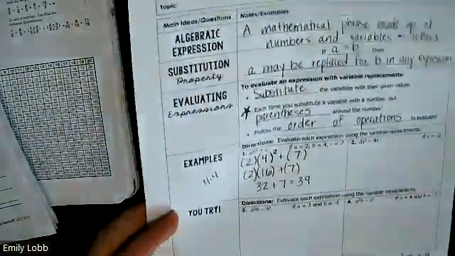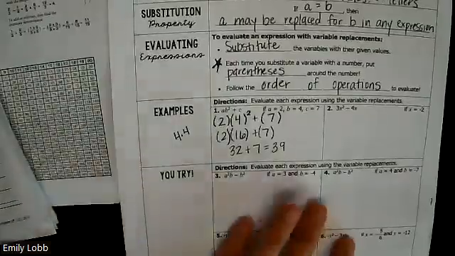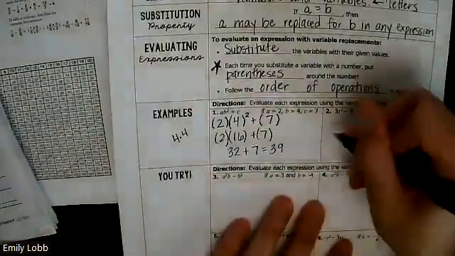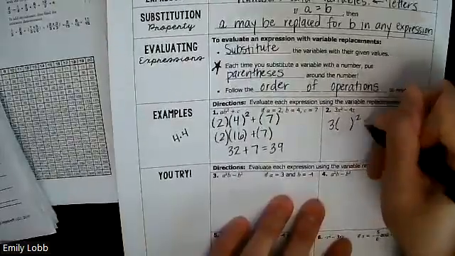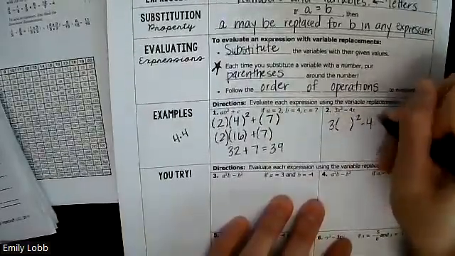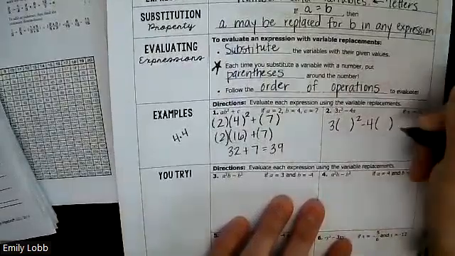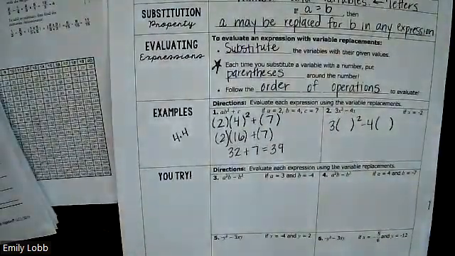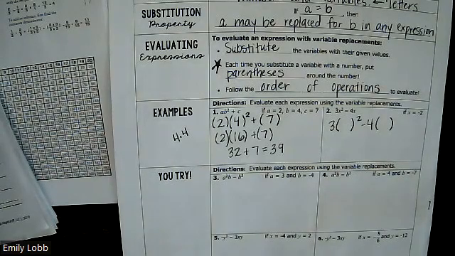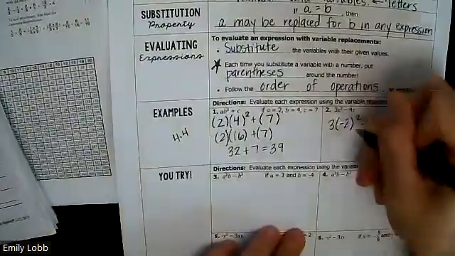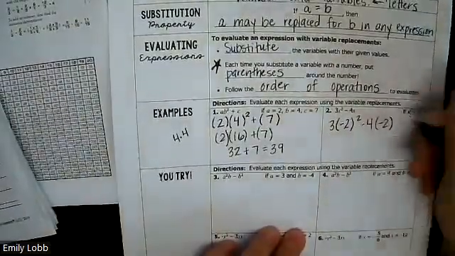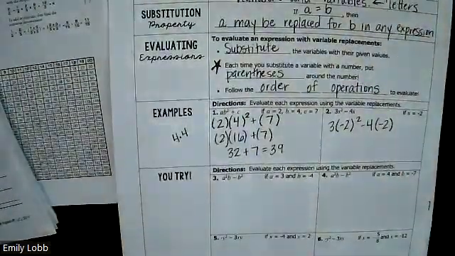Now here's our next example. We're rewriting the problem with parentheses in place of our letters. This time we only have one letter. X is equal to what? Careful. -2. So it says if X equals -2.